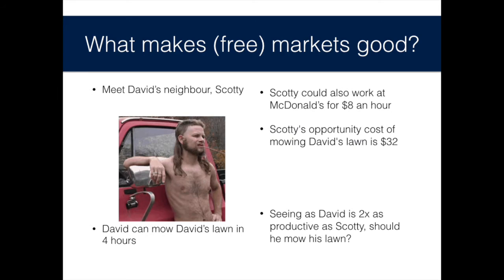Meet Scotty, David's neighbor. Now, he's not as good at mowing lawns. He'd need 4 hours to go through David's mansion and cut all that grass. He could also do something else. So his second, and let's assume for the time being, only other choice would be to work at McDonald's, which pays you $8 an hour. So for the 4 hours it would take him to mow David's lawn, he could be making $32 at McDonald's.